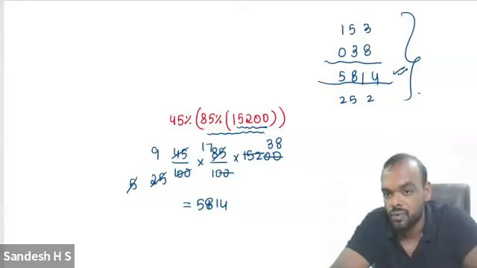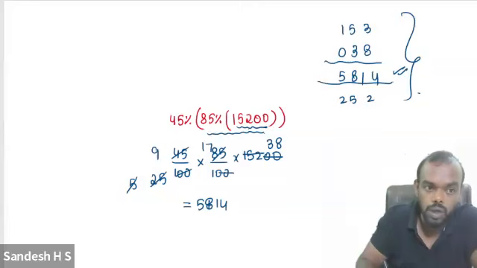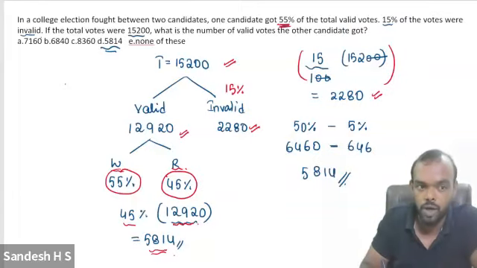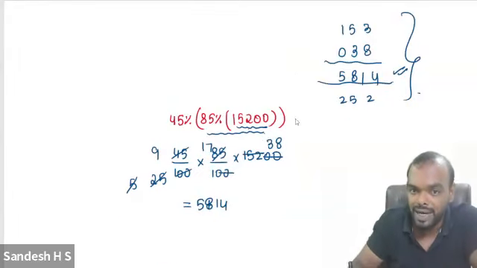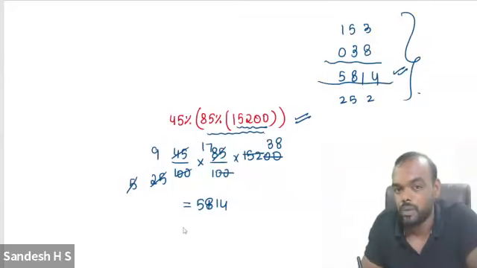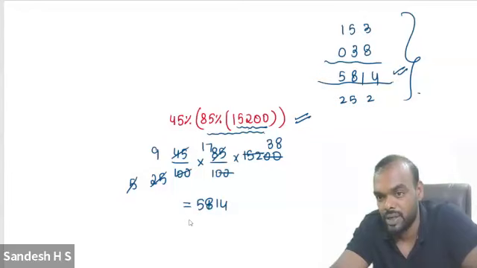Look at this, 5814. Did you look at what all we did here? One line equation. The rest is calculation. Did you understand this part, everybody? Did you understand the second method? This is what you have to do in the exam.